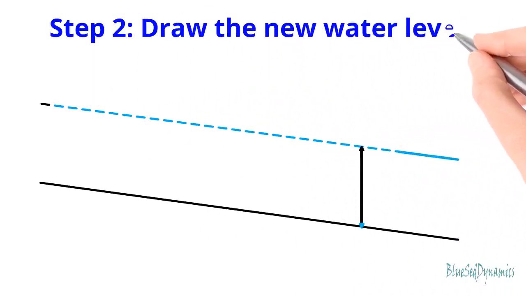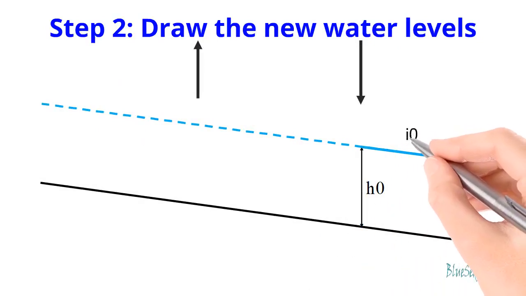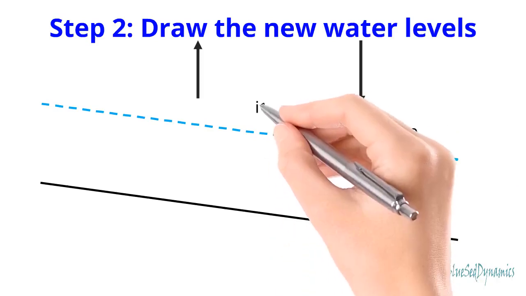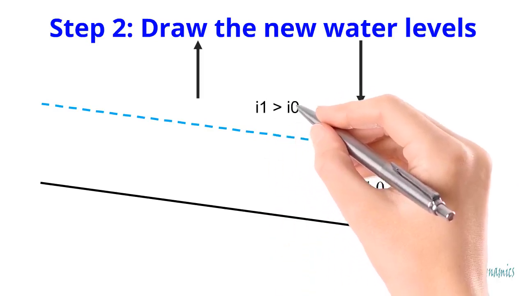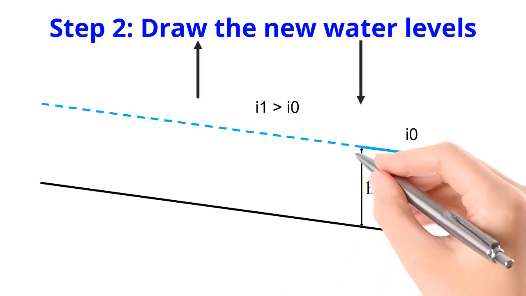Step 2. Draw the water levels in the new equilibrium state. Time tends to infinity. In the downstream part of the river, the discharge and transport of sediments do not change. There the initial equilibrium state I0 and H0 will continue to prevail. In the reach of the intervention, the water level has a constant slope I1. I1 is greater than I0.